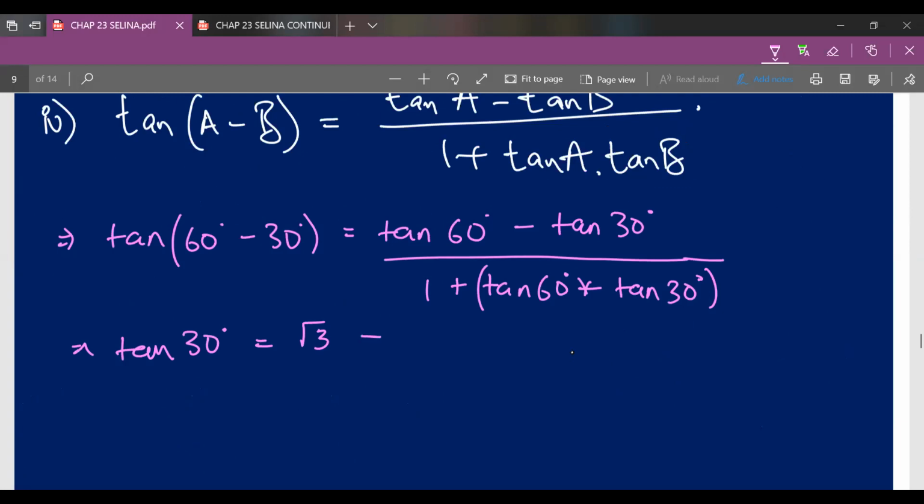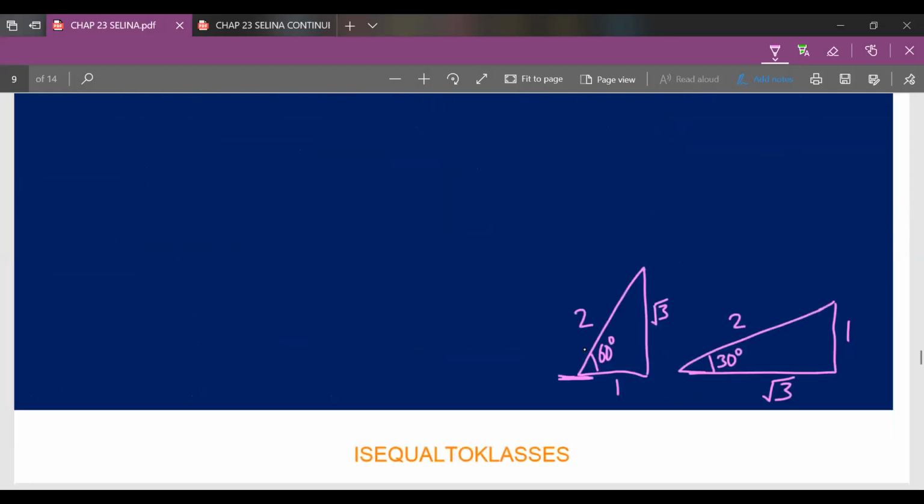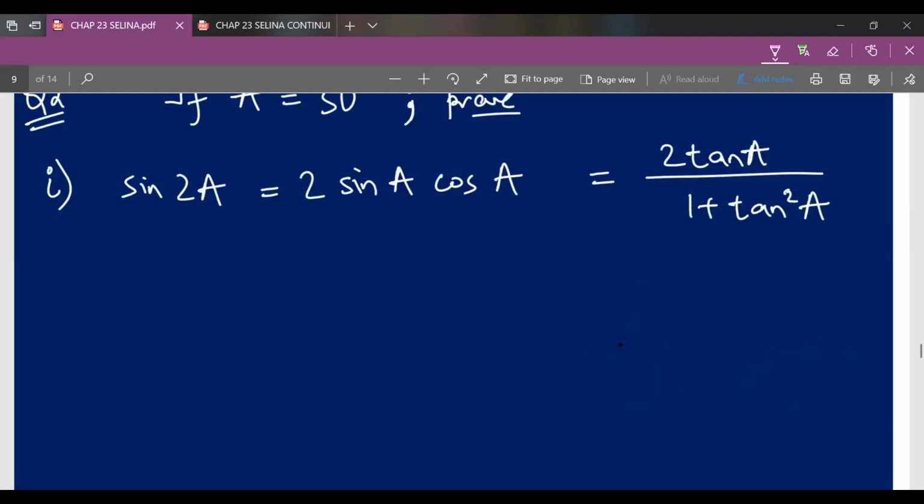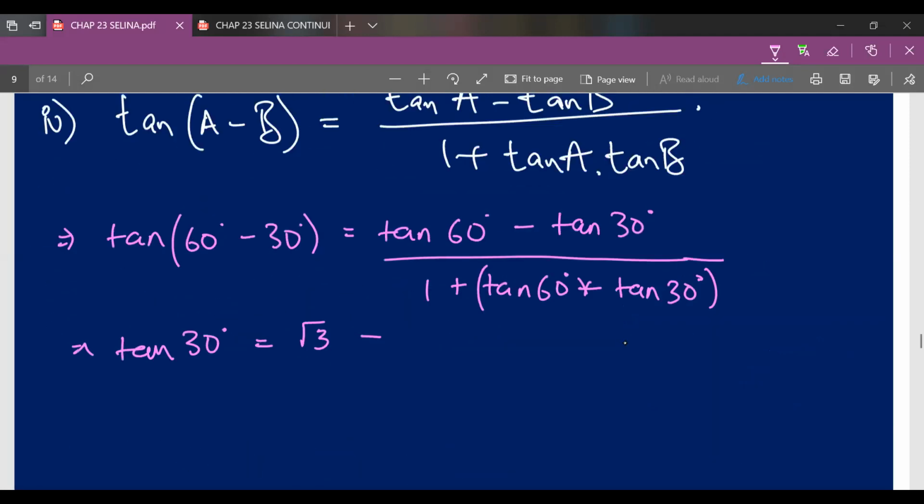Now for 30 degree there's a magic triangle mentioned. This is the magic triangle. So with respect to angle 30 degree, and it should be towards the ground, tells us tan 30 degree, which will be 1 upon root 3. Why? Because tan theta is perpendicular upon base, which is 1 upon root 3. So 1 upon root 3 upon 1 minus 1 upon root 3, whole divided by 1 plus tan 60.